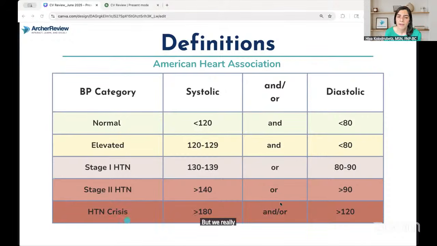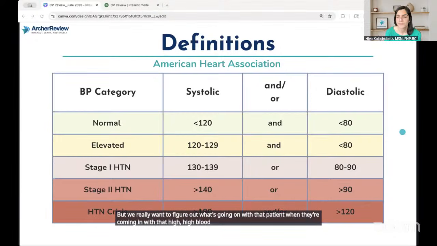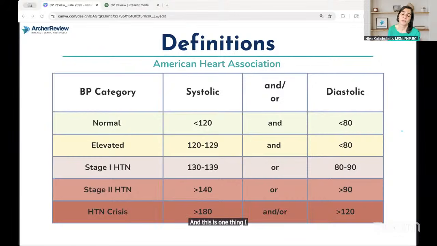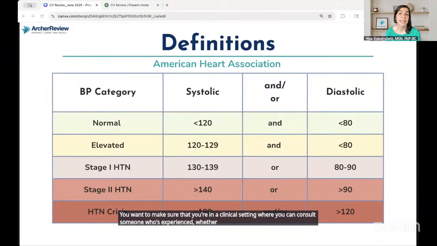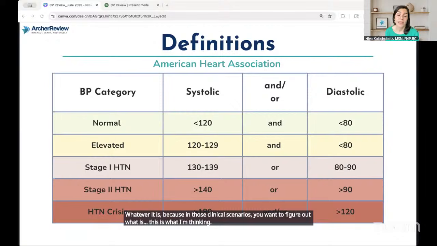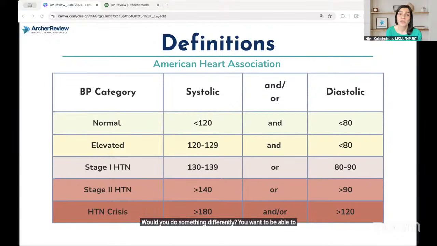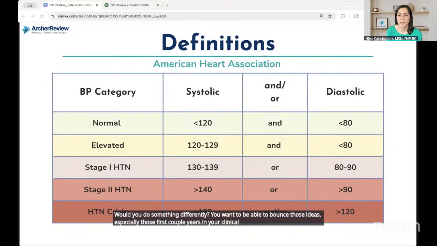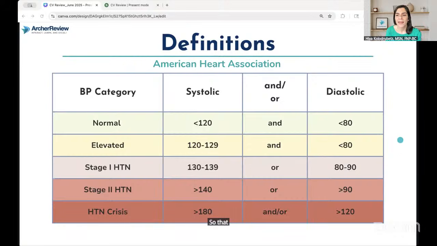But we really want to figure out what's going on with that patient when they're coming in with that high blood pressure. And this is one thing I talk to my new NPs about. You want to make sure that you're in a clinical setting where you can consult someone who's experienced, whether it's an experienced NP or an experienced MD, DO, whatever it is. Because in those clinical scenarios, you want to figure out, this is what I'm thinking. Would you do something differently? You want to be able to bounce those ideas, especially those first couple of years in your clinical practice, off another clinician, so that you're making sure that you're doing the appropriate intervention for that patient.